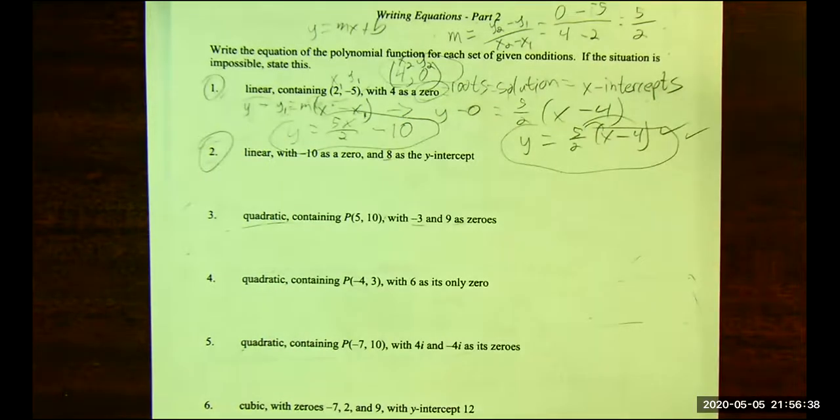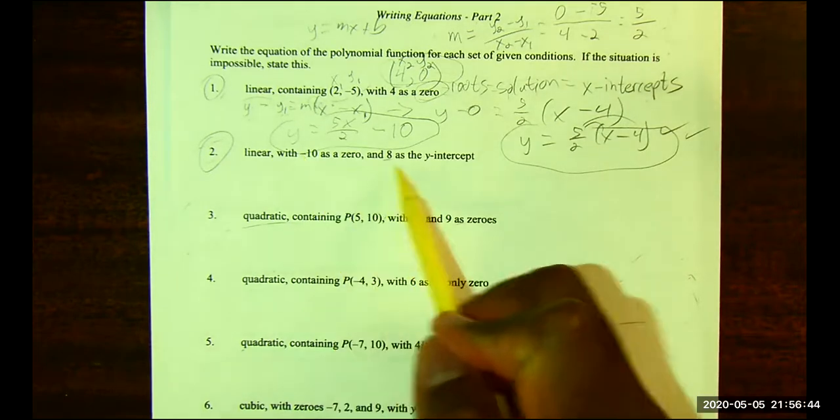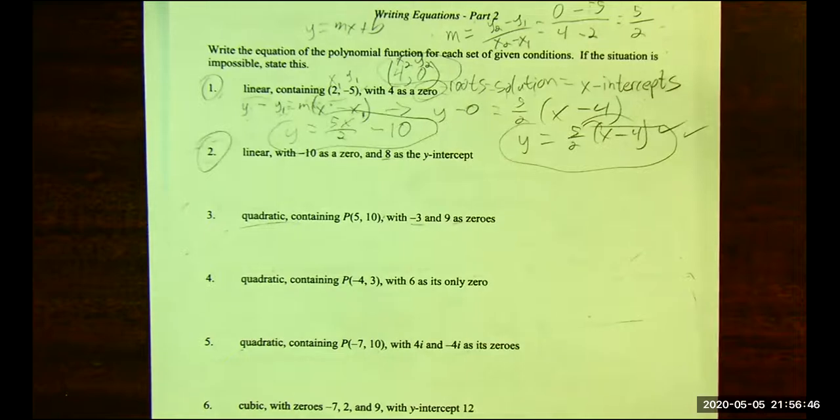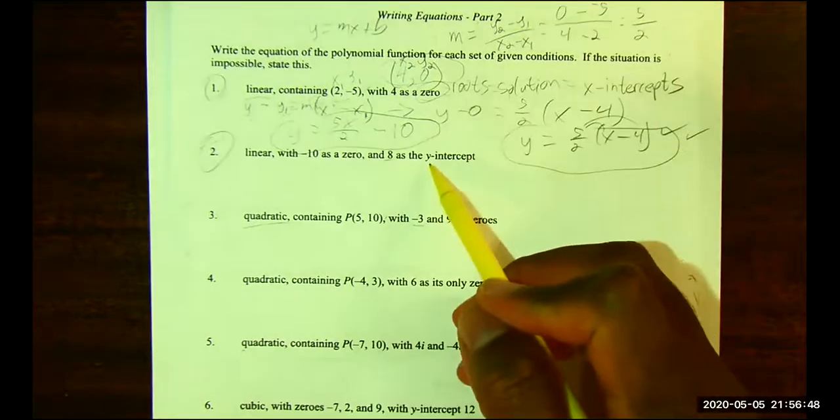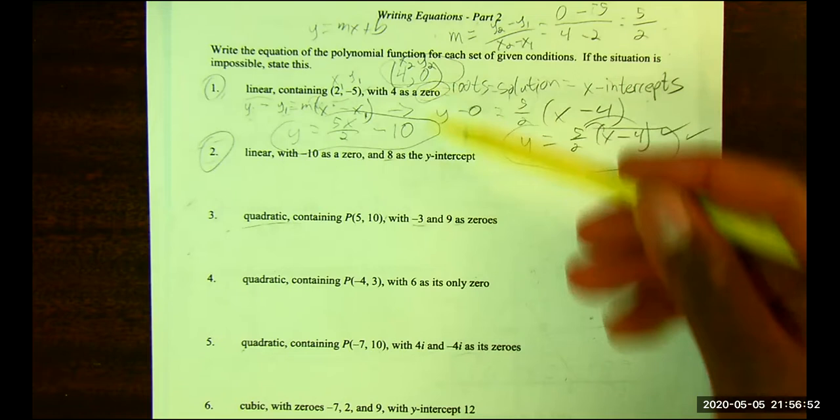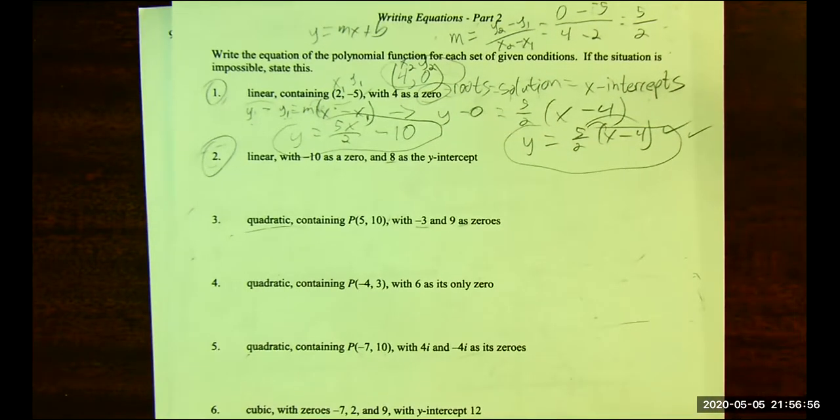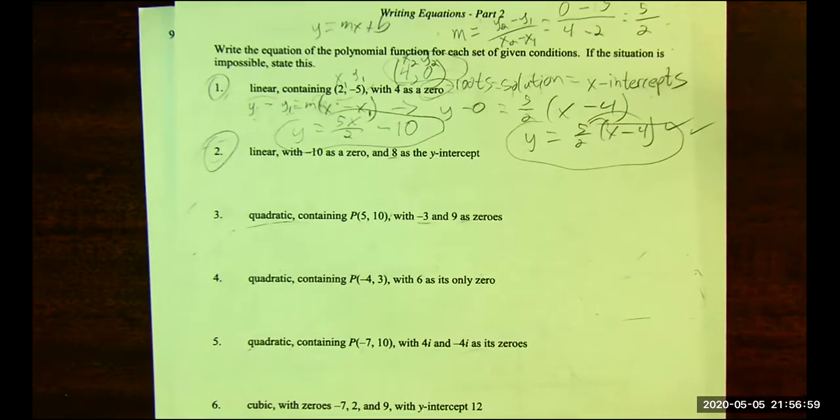I suggest you practice this on your own. Linear with -10 as a 0 and 8 as a y-intercept. I've done that already, you'll be okay. This would be the x-intercept, that would be the y-intercept. Again, the solutions will be posted as a PDF with this video in the Google Classroom page.